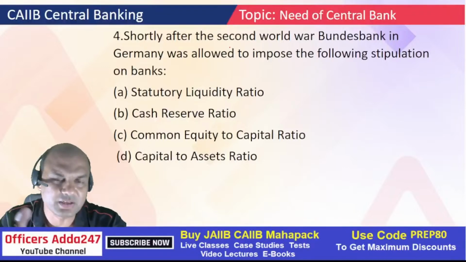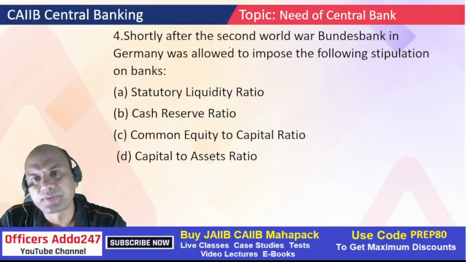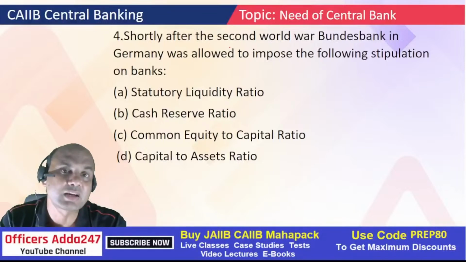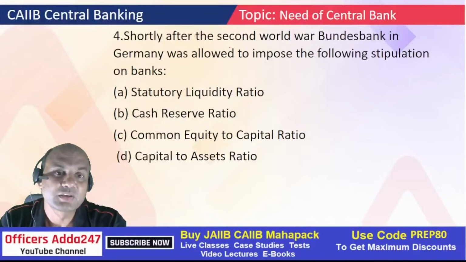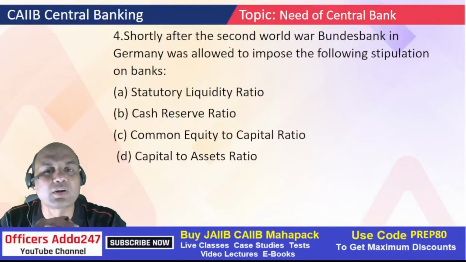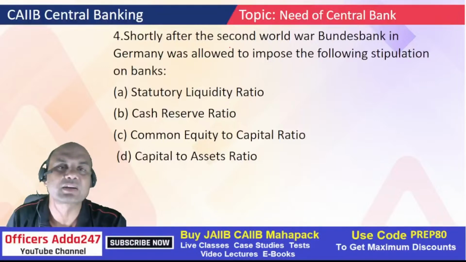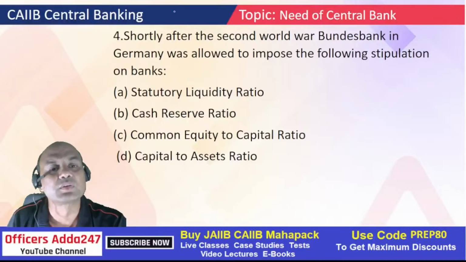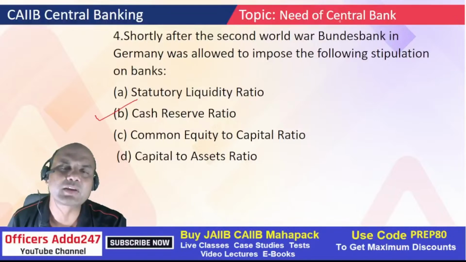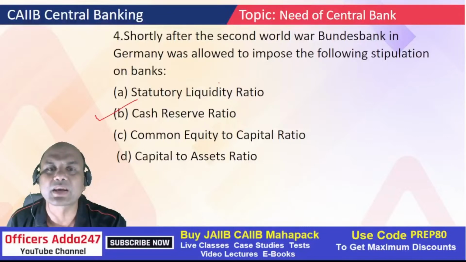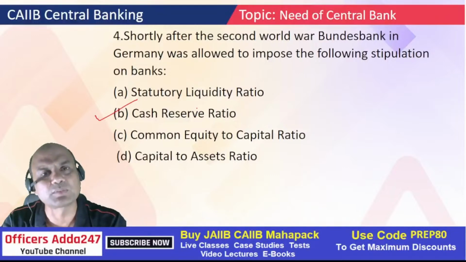Here, C and D have come just now. After that Basel came, right? So C and D are out. And we are talking of the Second World War, right? Means in the 1940s. So at that time there was nothing called capital ratio or capital to asset ratio. It was only two things, SLR and CRR. So the right answer is CRR. Whenever in an exam you get the name of Bundesbank, remember CRR. Just relate this Bundesbank to CRR. That's it. No other question will be asked on Bundesbank.